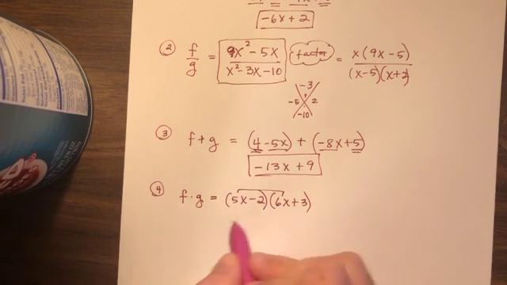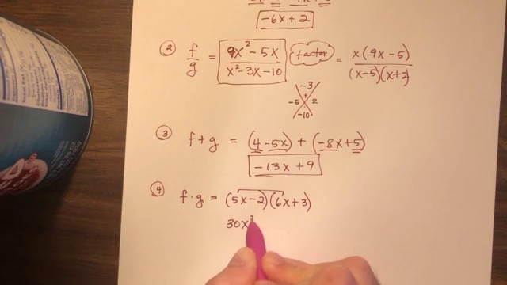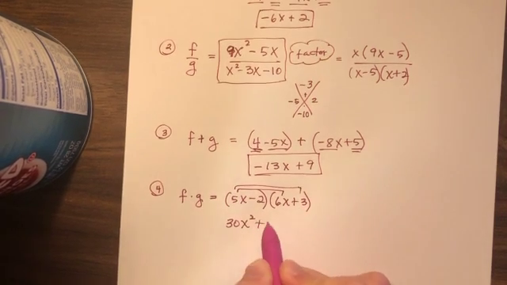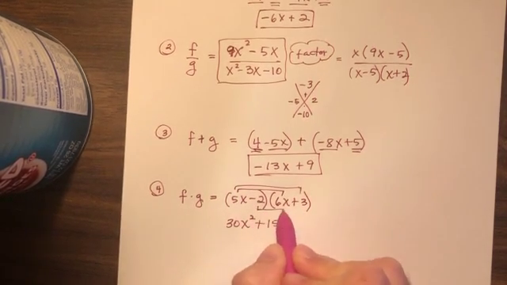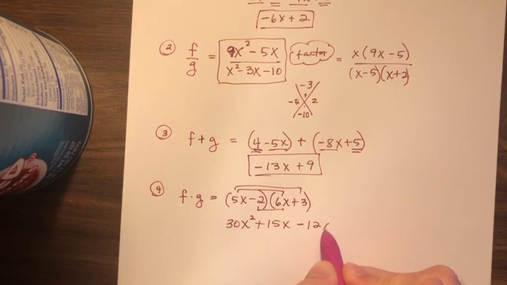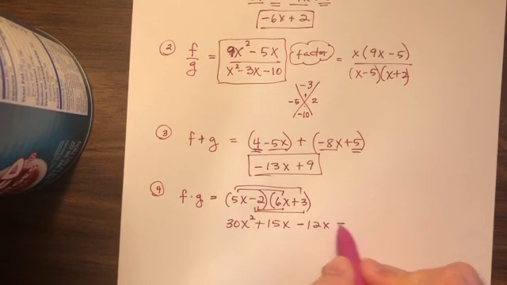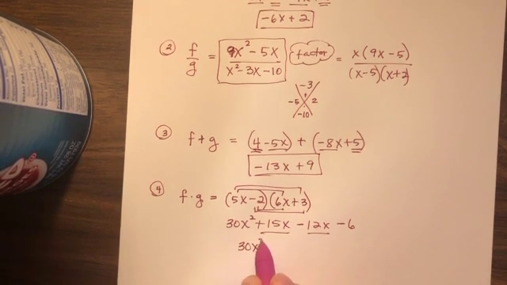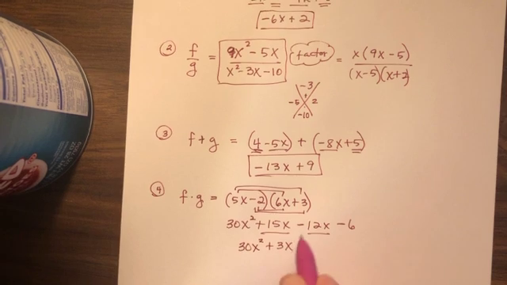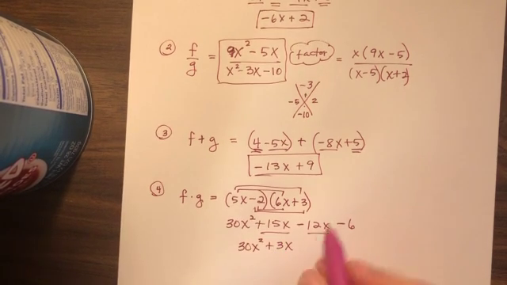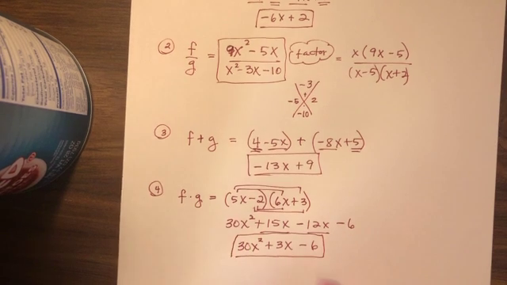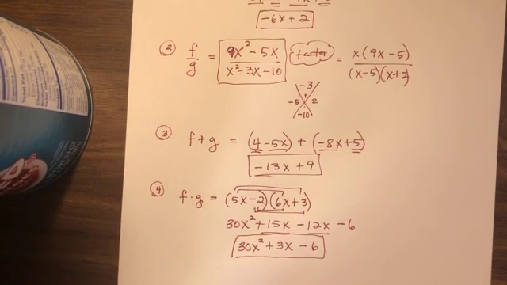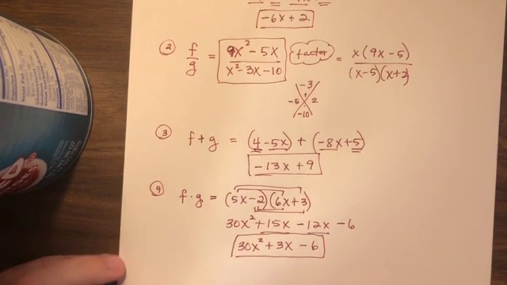So 5x and 6x is 30x squared. 5x and 3 is 15x. Negative 2 and 6x is negative 12x. Negative 2 and 3 is negative 6. Yeah? And then you combine like terms. 15x and negative 12x, they're different signs, so we subtract. Keep the larger number's sign. And then bring down the minus 6. No need to factor that guy. There's nothing to cancel. There's not a fraction, so you don't have to worry about that. Just leave it the way it is.